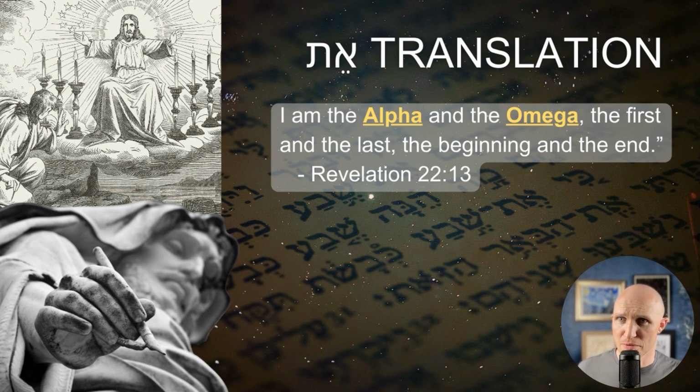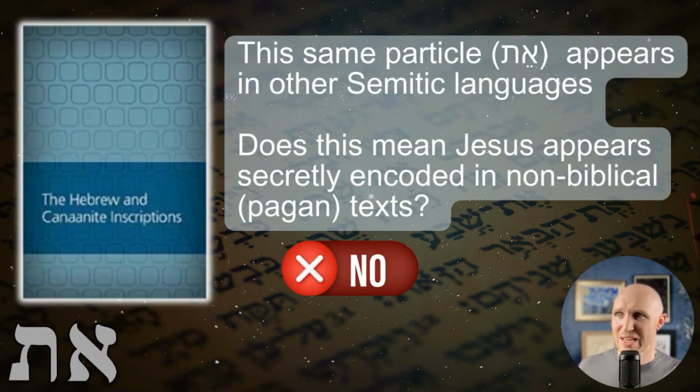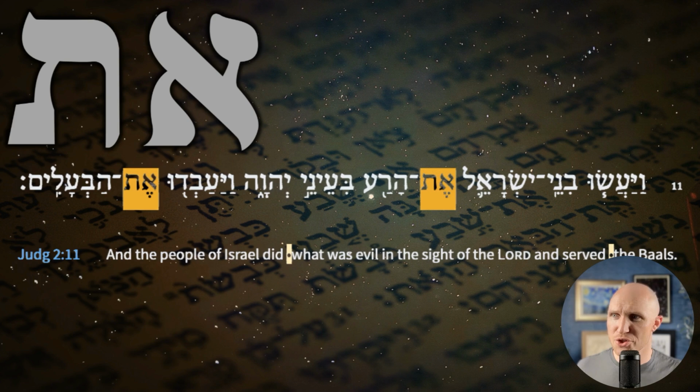Now, there's many issues with this view, but just to give you two of the big ones, this same particle et appears in other Semitic languages. And you can actually get this on Logos digitally. It is the Hebrew and Canaanite inscriptions. You can get this either as the Hebrew text, or you can get it as an English translation. But it shows where et occurs in non-biblical, or if you want to use the word pagan, those particular texts. And so you've got to ask yourself, does this mean that Jesus appears secretly encoded in those pagan texts as well? And again, you can make your own decision on that. There's also another issue with this. It's just simply doing a word search of et every time that it occurs throughout the Hebrew Bible.